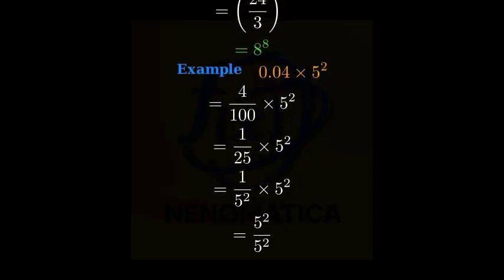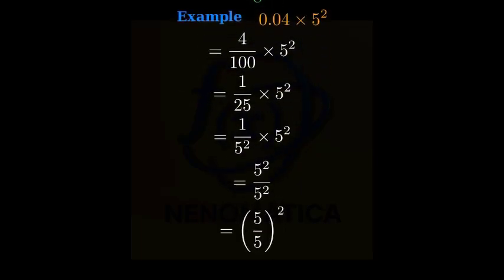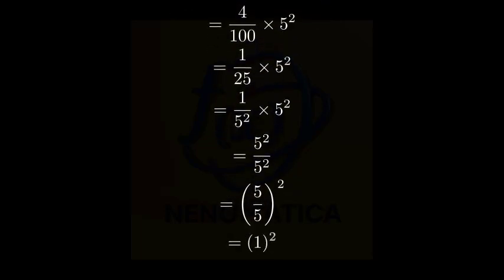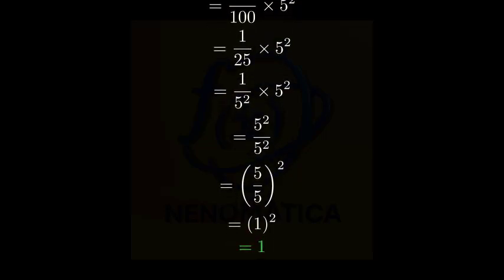So our expression becomes 5 squared over 5 squared. This can be rewritten as the fraction 5 over 5, all squared. 5 over 5 equals 1, so we have 1 squared. And 1 squared is just 1.